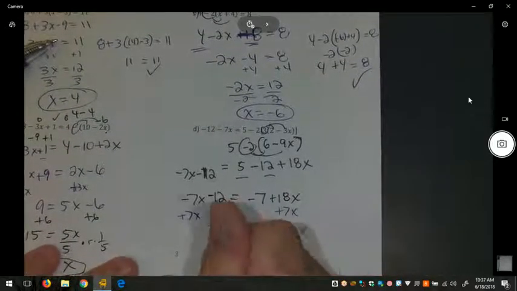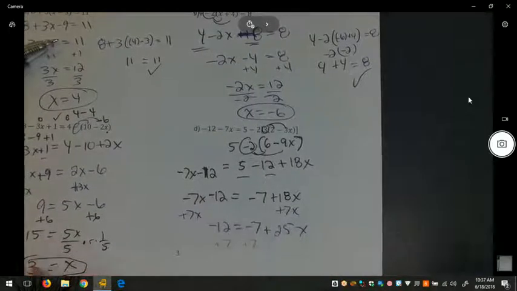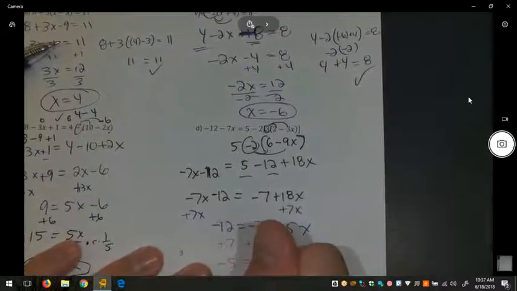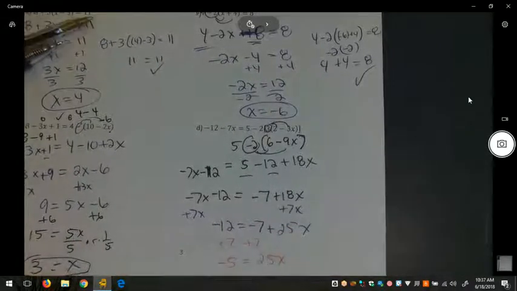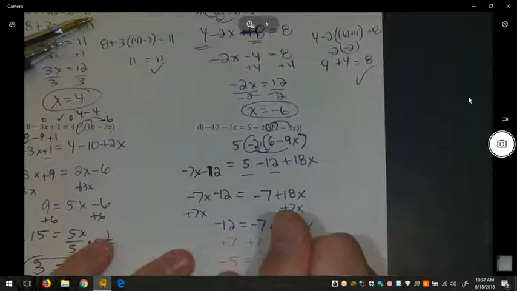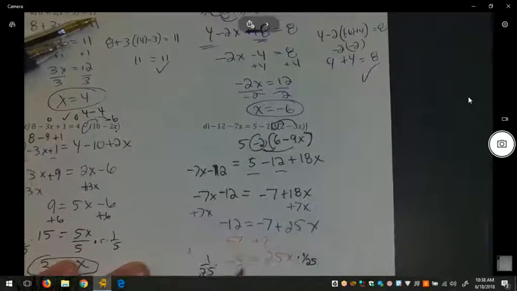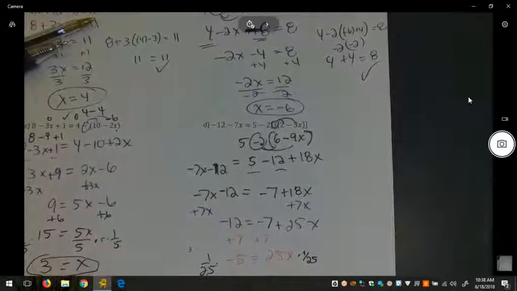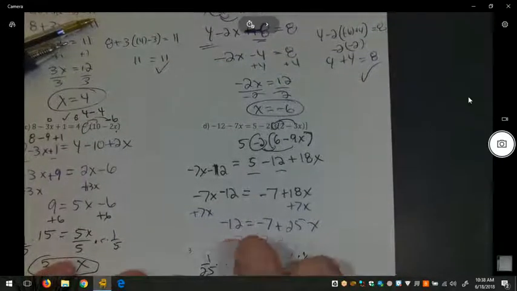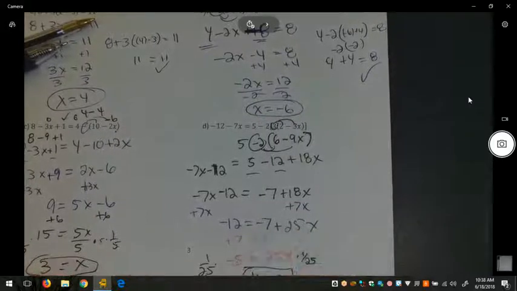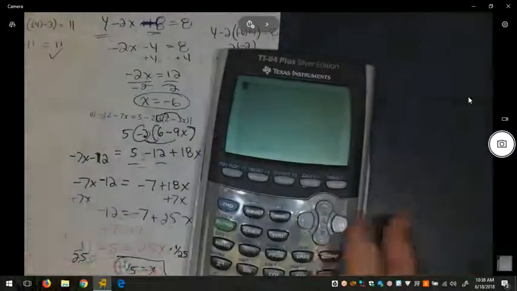We'll now add 7 to both sides. That's going to give us negative 5 equals 25x. To undo 25, I can either divide by 25 or multiply by its reciprocal, 1/25. Negative 5 over 25 reduces to negative 1/5. Assuming that I didn't make any mistakes.